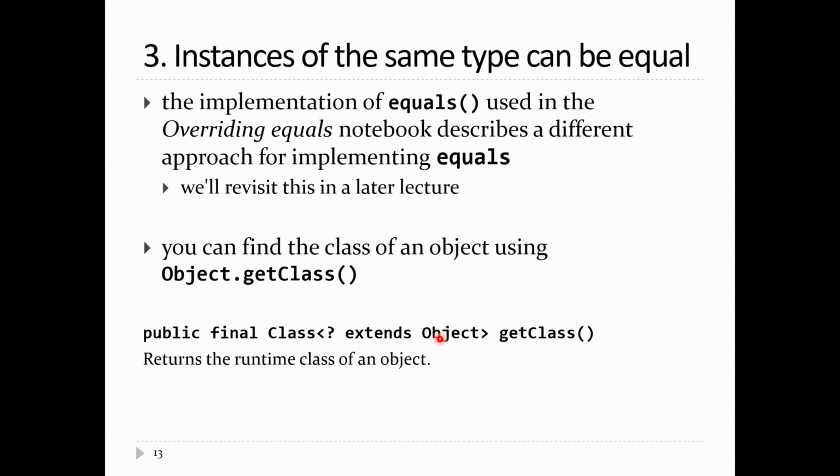getClass returns some funny object here. It returns some object whose type is Class, and it looks like some generic type, with a funny question mark extends Object. For the time being, just ignore the question mark extends Object. All we really care about is that getClass returns an object of type Class. That object represents the type of the object you use to call getClass with. So all we care about is that getClass returns the runtime class of an object.